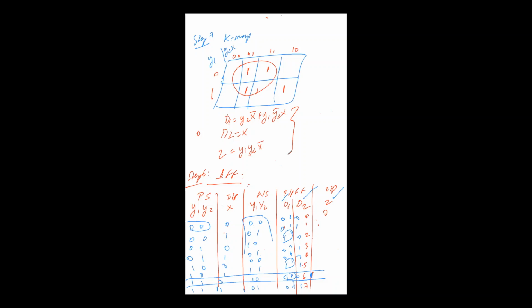And now you have to implement it, right? Using logic. The next step, that is the last step, step number 8, is to implement it. Write down all the expressions. Z is Y1 Y2 X bar. D2 is X, and D1 is Y2 X bar plus Y1 Y2 bar X. I hope it's clear.